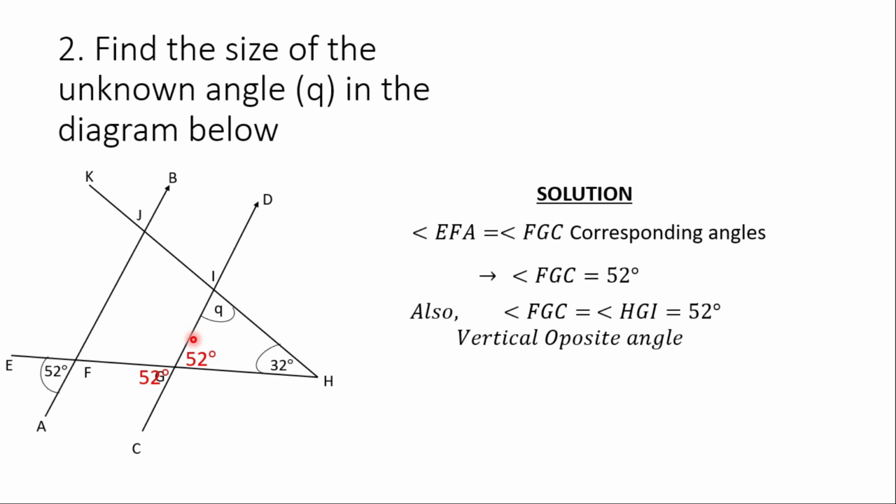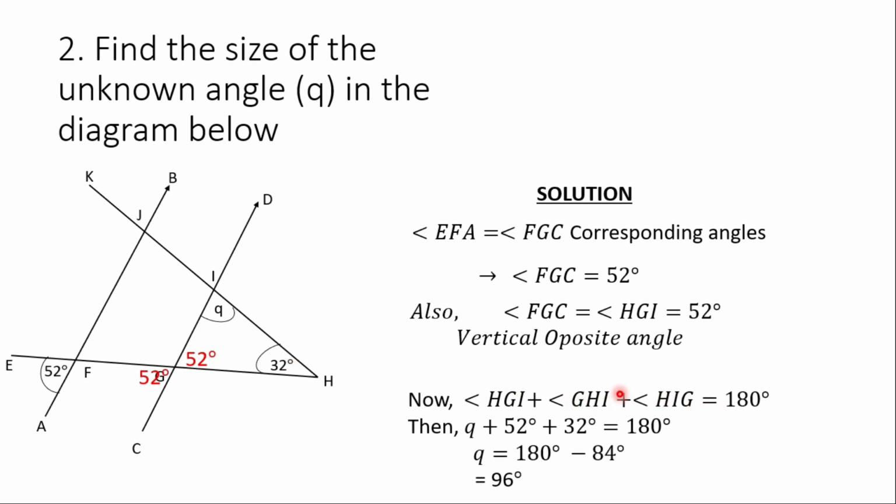So if that place is also 52 degrees, we know that this is a triangle GIH, and angles in a triangle sum up to 180 degrees. So when I sum angle HGI plus angle GHI plus angle HIG, this will give me 180 degrees. We know that angle I here is Q, and the angle here is 52 degrees, and the angle here is 32 degrees. So when you sum 52 plus 32, you get 84. You subtract 84 from your left and 84 from your right, and that's why you have 180 minus 84, which implies that Q is equal to 96 degrees.